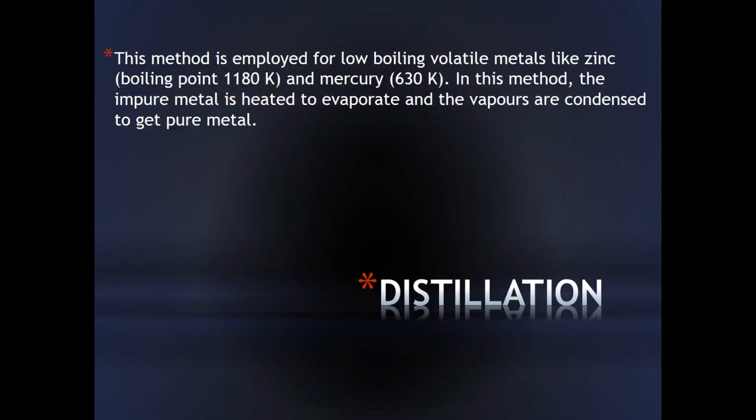In this method the impure metal is heated to evaporate the vapors, which are condensed to get the pure metal. Only heating is happening here, for low boiling volatile metals. The impure metal is heated, and the metal vaporizes, leaving dust particles and impurities behind, and finally it is condensed to a pure metal. That is distillation.